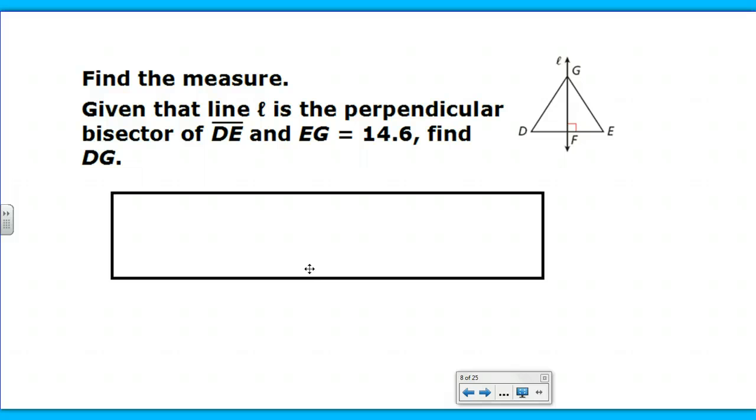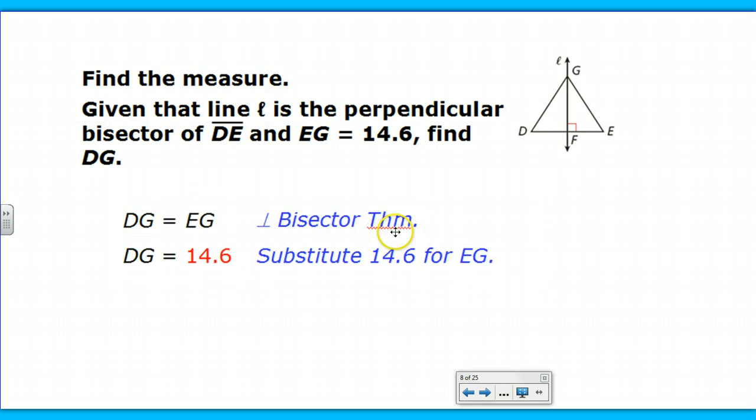Okay, go ahead and find the measure. Given that line L is the perpendicular bisector of segment DE, and EG is 14.6, find DG. Okay, so once we know that this is a perpendicular bisector, we know that DF equals FE, right? And we also know that GE equals DG, and so we can say that DG equals 14.6. Very good.